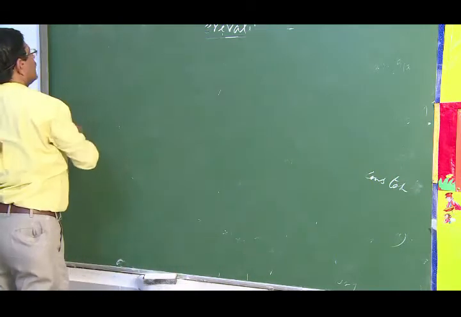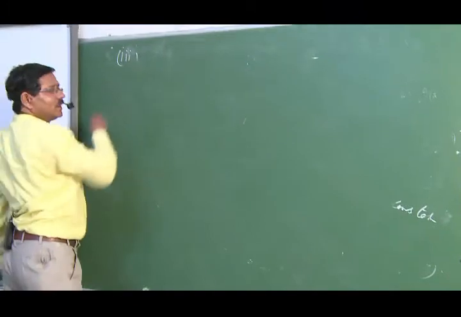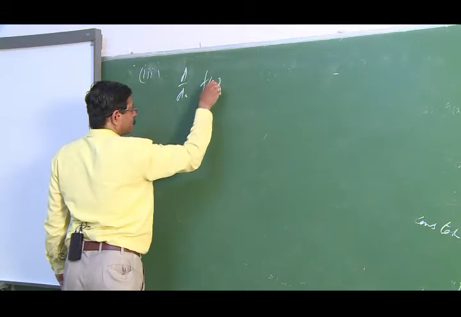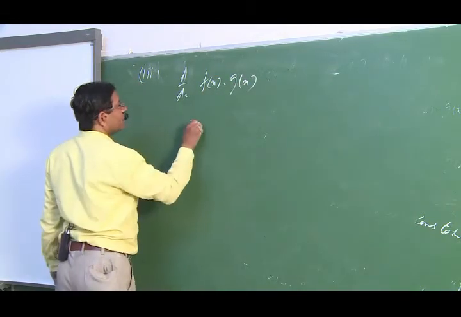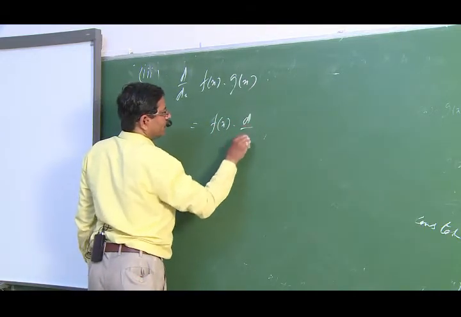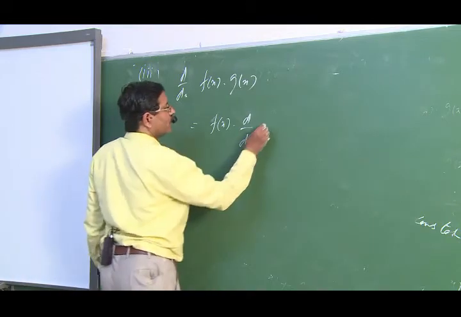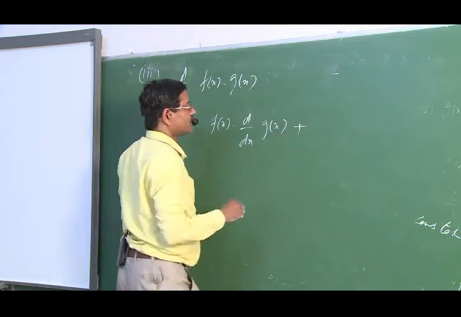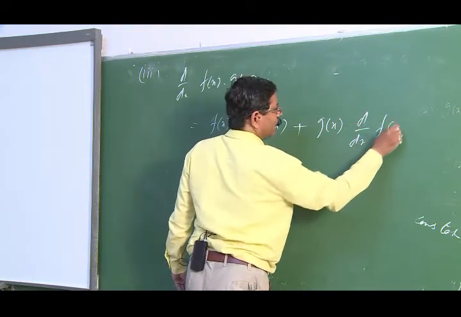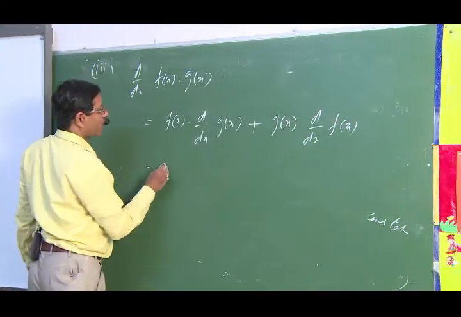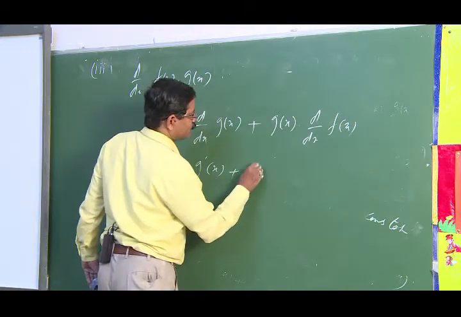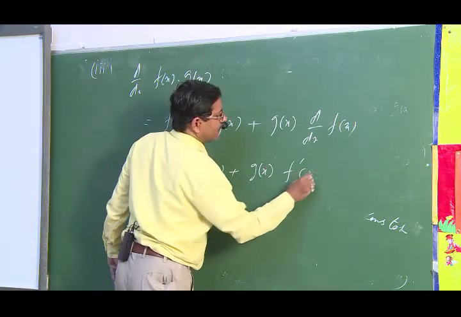Okay, got my point? Now the third one is the product rule. d by dx of f(x) into g(x) is equal to the first function f(x) into d by dx of g(x) plus g(x) into d by dx of f(x). Or we can write f(x) into g dash x plus g(x) into f dash x.